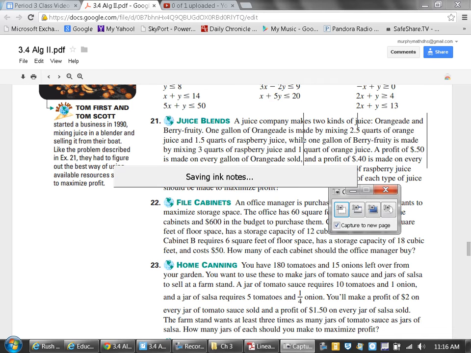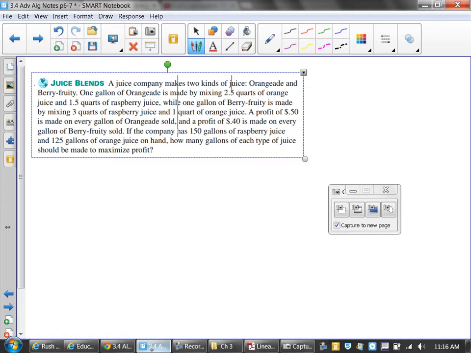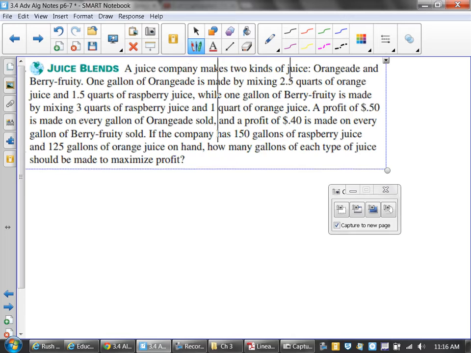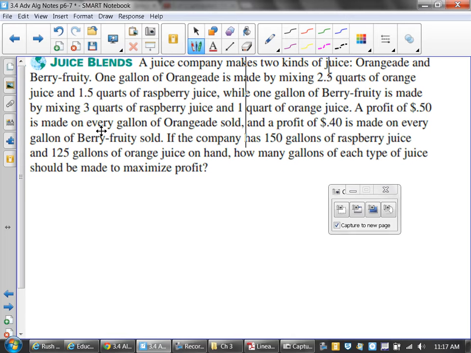Talking about 2 types of juice, orangeade and berry fruity. 1 gallon of orangeade is made by mixing 2.5 quarts of orange juice, 1.5 quarts of raspberry juice. 1 gallon of berry fruity is made by mixing 3 quarts of raspberry juice and 1 quart of orange juice. It asks you how many gallons of each type of juice should be made to maximize profit?